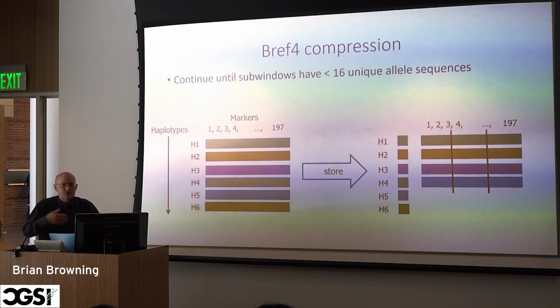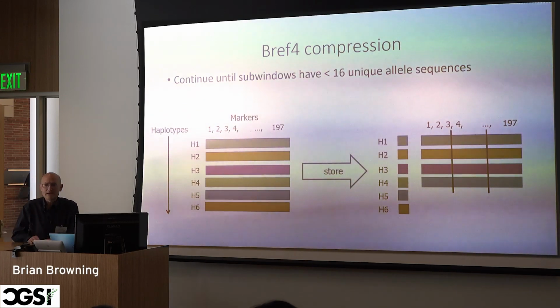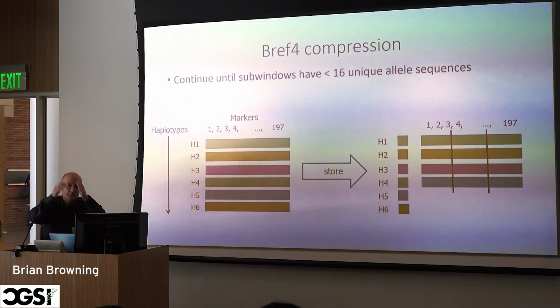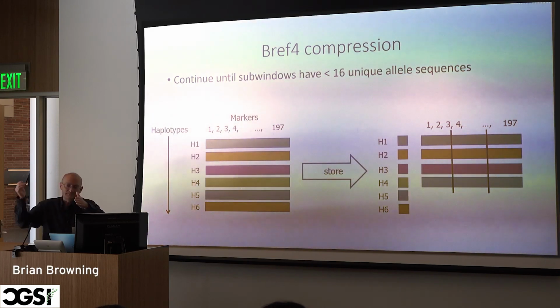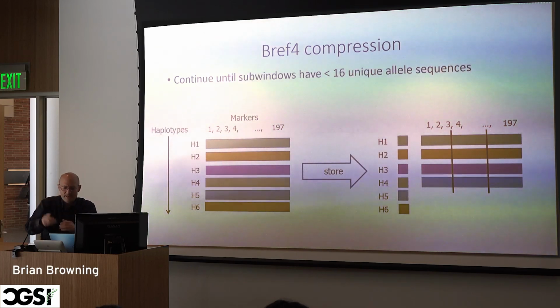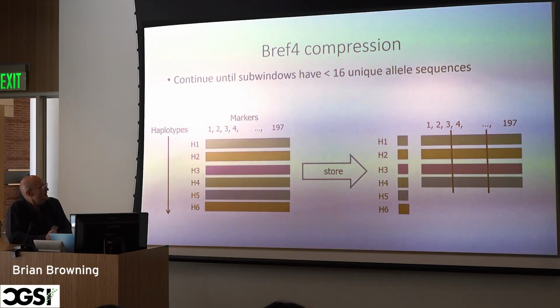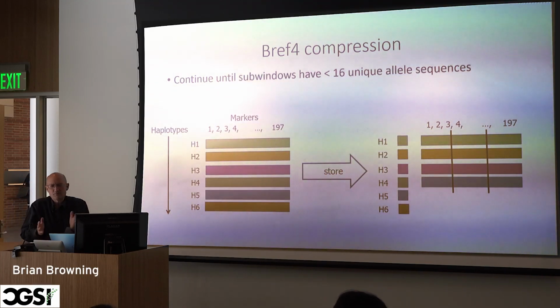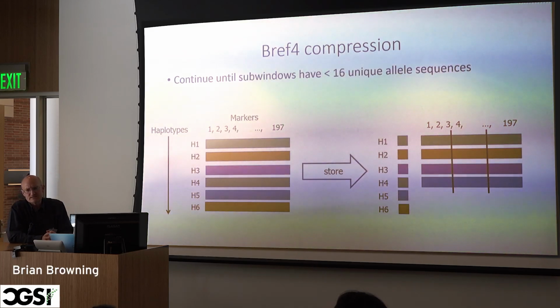And you just continue this process. So it's sort of the same idea, but we're going to do it again. And we're going to do it again. Each time you take a window, you break it into subwindows, and you get compression on each subwindow. The subwindow that you had from the previous iteration now becomes the window. You break it into subwindows, and you just repeat. And at some point, you have to stop. We stop when you get to a point where there's less than 16 unique sequences in the subwindow. Okay.